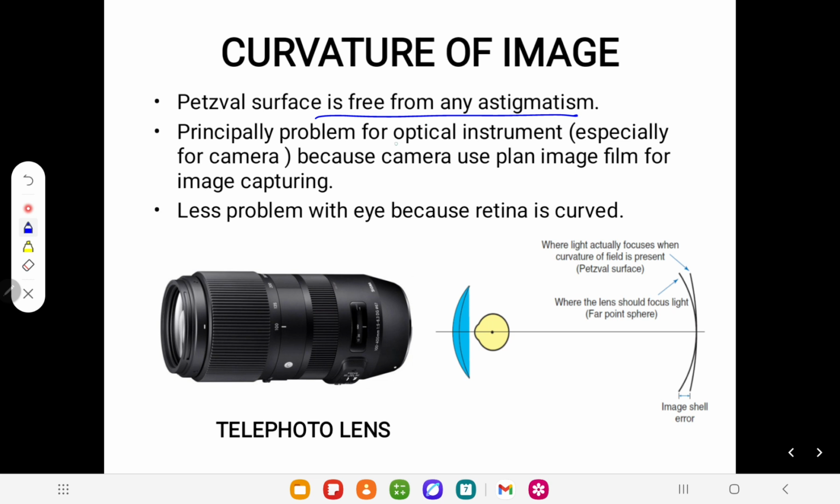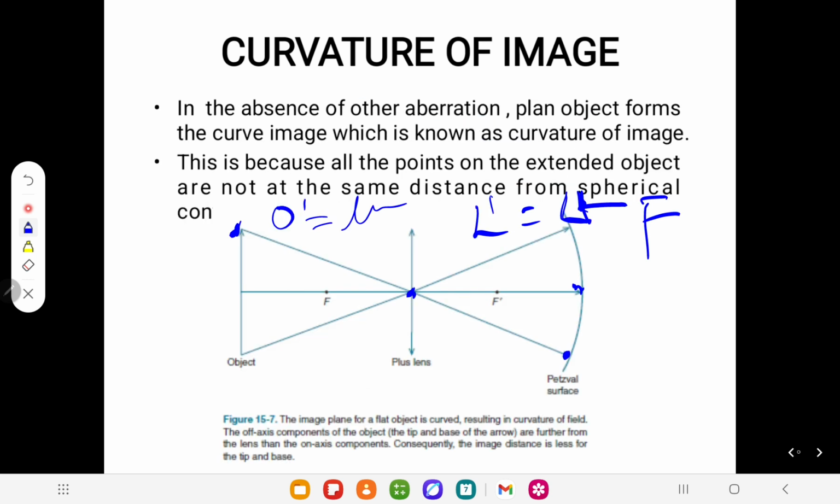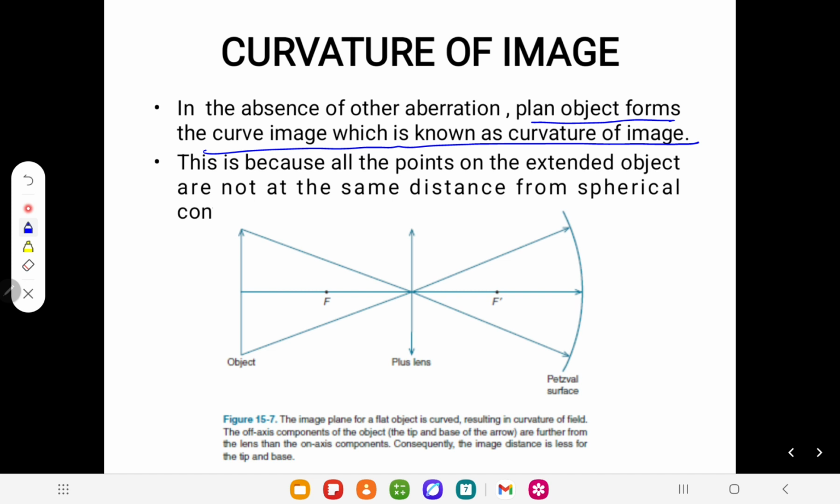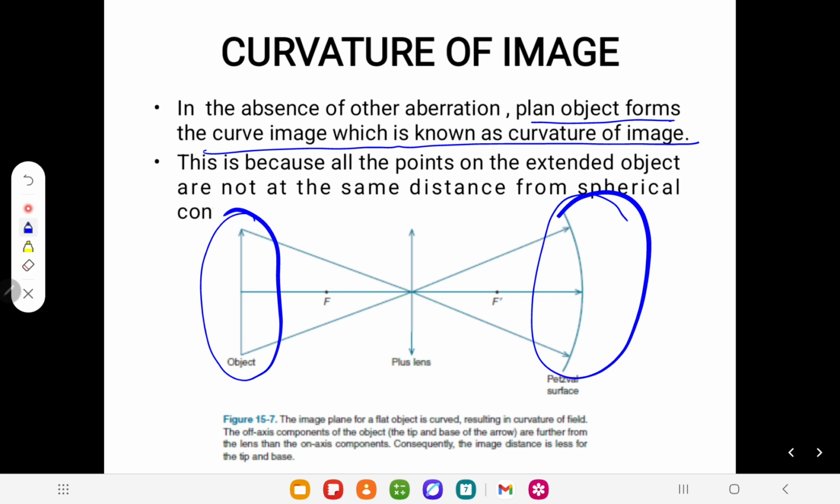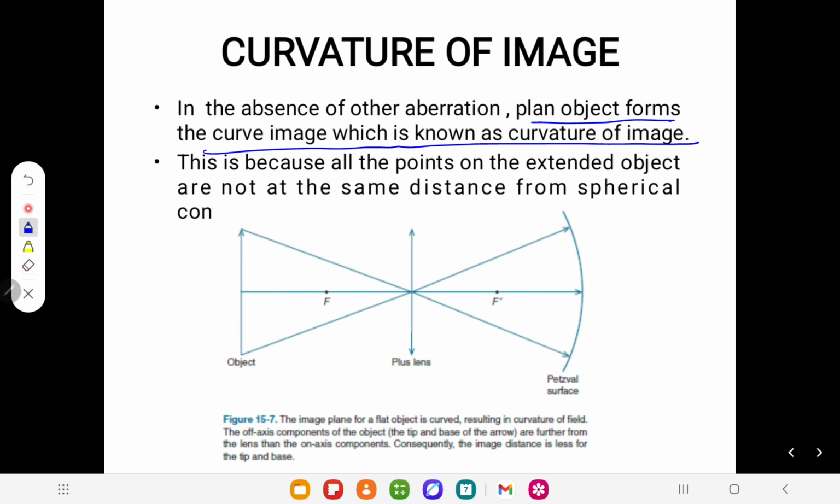the principal surface is free from astigmatism, but it is principally problematic for optical instruments because our eye retina is curved. Let's talk clearly about what curvature of image is. In the absence of other aberrations, a plane object forms a curved image, which is known as curvature of image. This is the plane object, but the image formed by the plane object is curved in a larger field. That's what curvature of image basically means. So you have to understand this concept, okay?